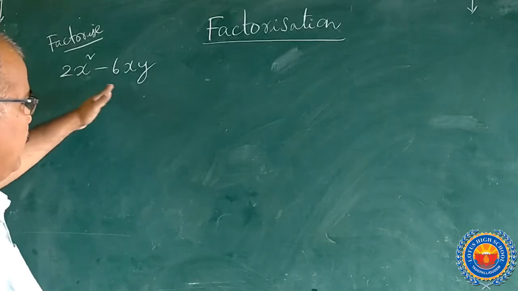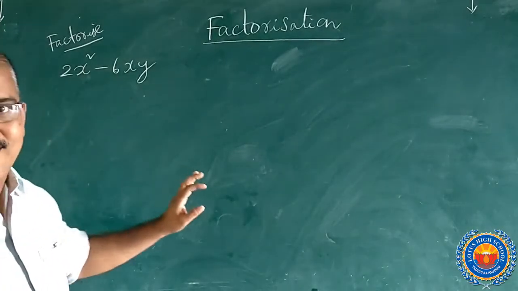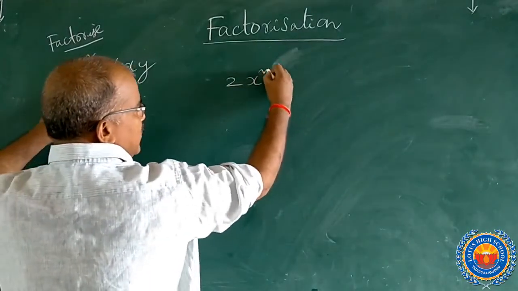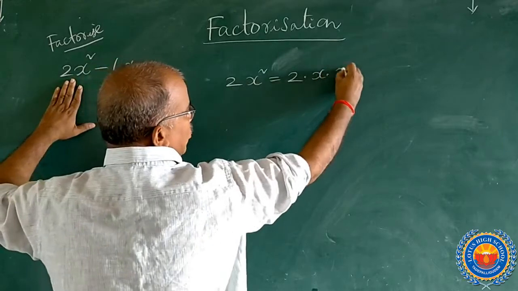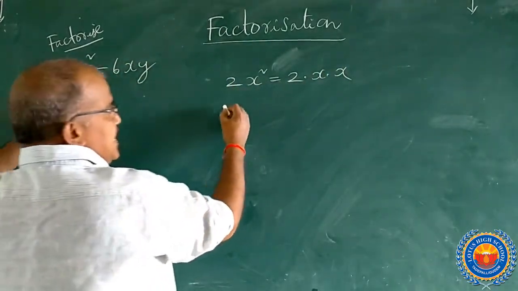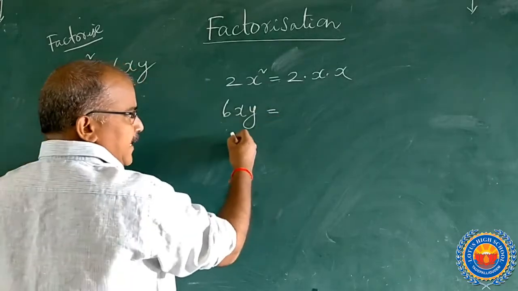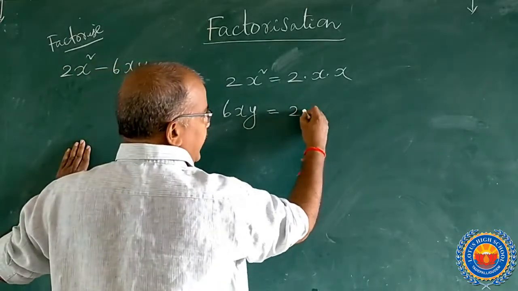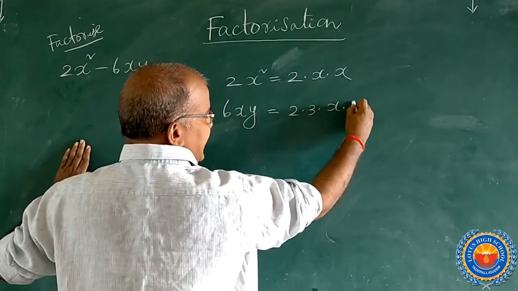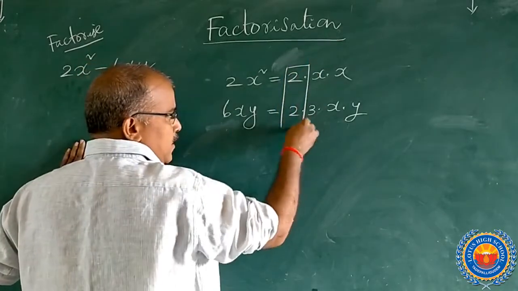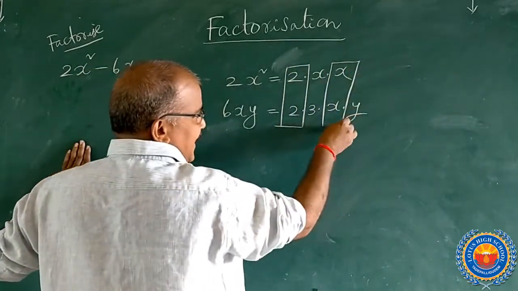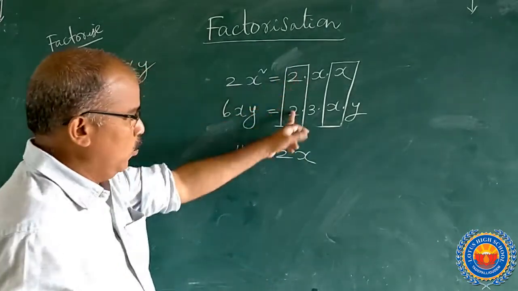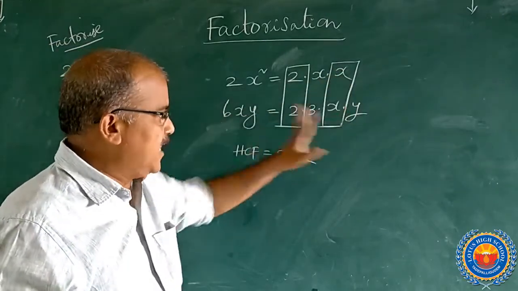Factorize 2x square minus 6xy. How to factorize? By using common factors. First take the term 2x square, which I can write as 2 into x into x. For 6xy, go for the prime factors of 6, 2 into 3, so 2 into 3 into x into y. Here 2 is common and x is common. That's why the highest common factor is 2x.